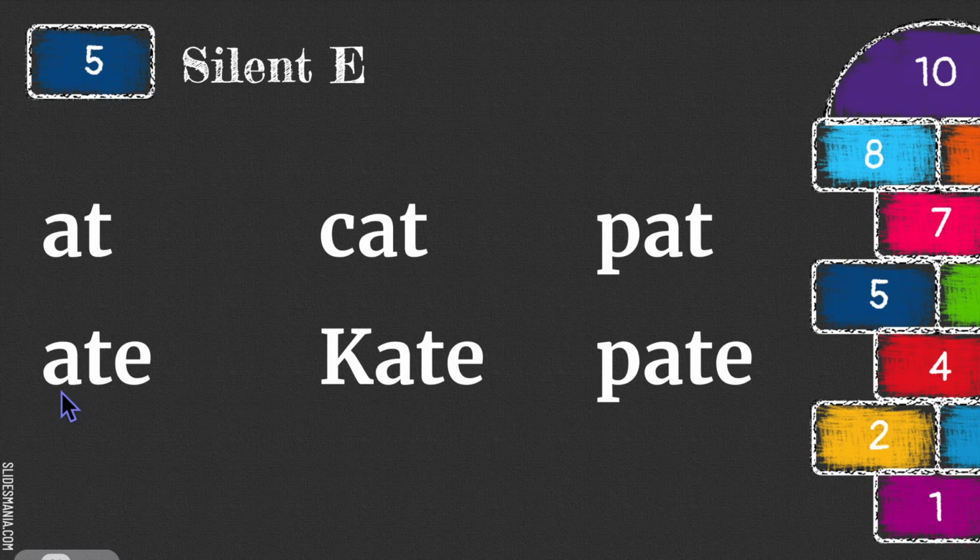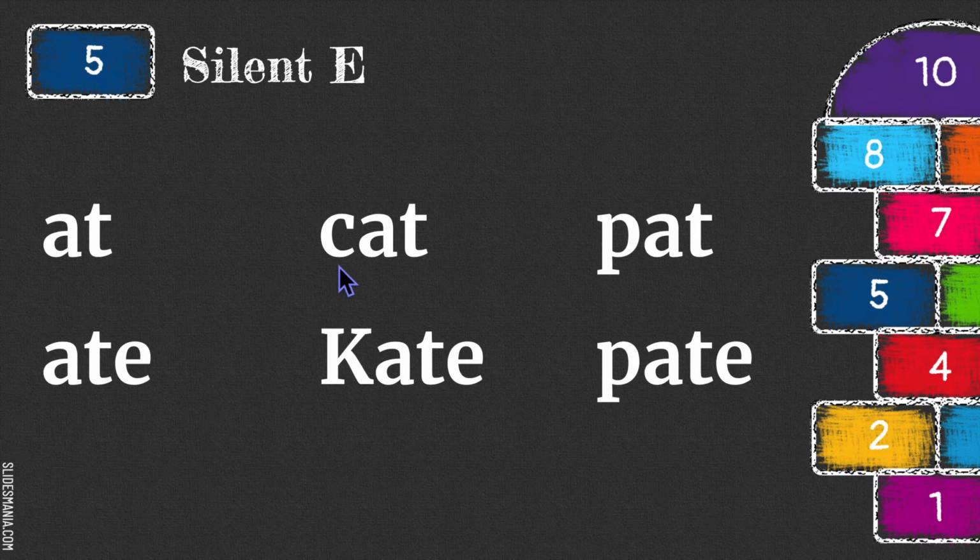So instead of a, we're going to have A. And this E doesn't make its own sound. All it does is change the vowel to the long sound. So this will be A, A. So this E changes the vowel to the long sound, but it does not make a sound itself. That's why it's called the silent E.